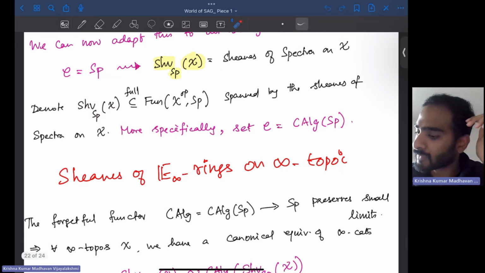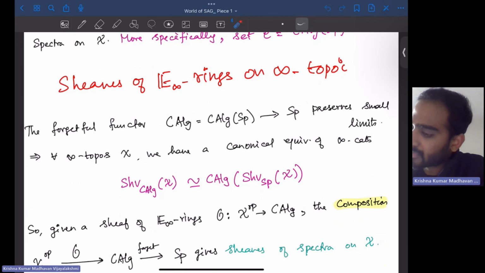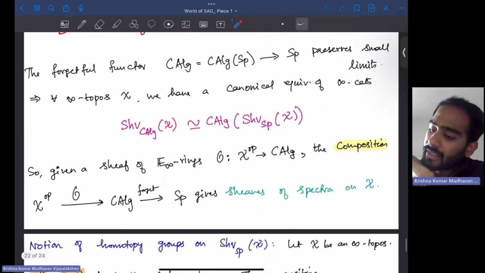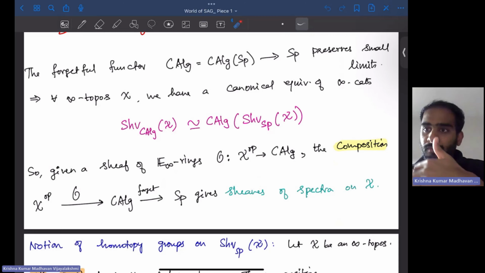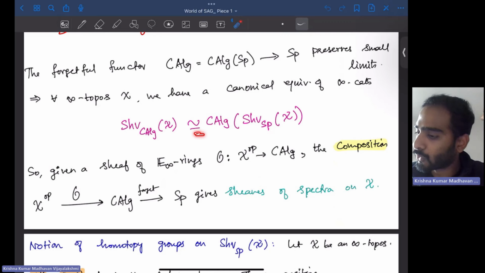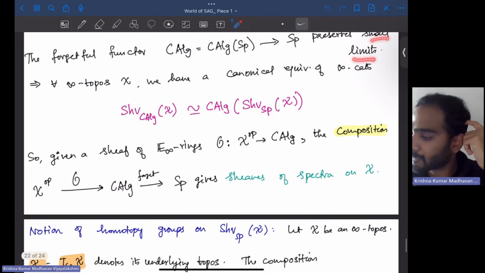This connects these two worlds, and it is defined using the following. There is a forgetful functor from commutative algebra objects taking values in spectra, where you just forget that it's commutative and take the underlying spectral object. This forgetful functor preserves small limits, and if you are given any infinity topos, there's a canonical equivalence of infinity categories, which is something like moving between brackets, as they would call it in category theory. This actually holds when the infinity category is a category of spectra, because it preserves small limits.